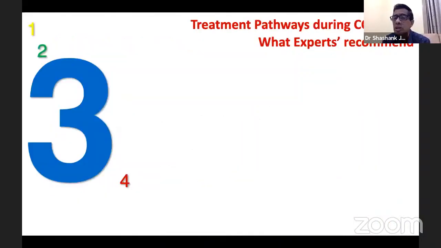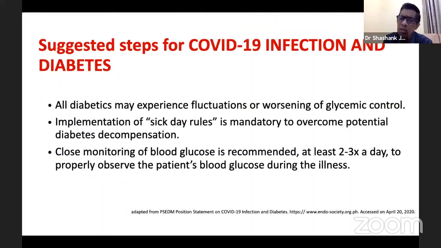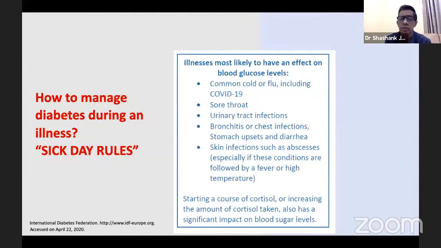So obviously, what are the treatment pathways? Are there treatments of diabetes which could be anti-COVID? Are there treatments of diabetes which might aid and help in COVID? Or could they be deleterious in COVID? Let us look at that. Well, clearly we know all diabetics will see fluctuations or worsening of glycemia. All diabetics will need sick day rule management, and we recommend close monitoring of blood glucose. So that's something which is a given.